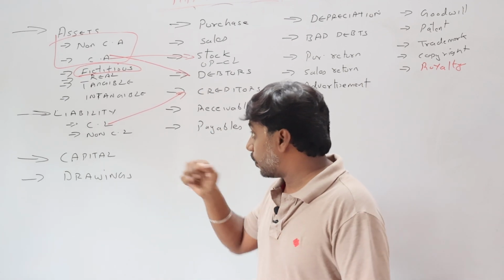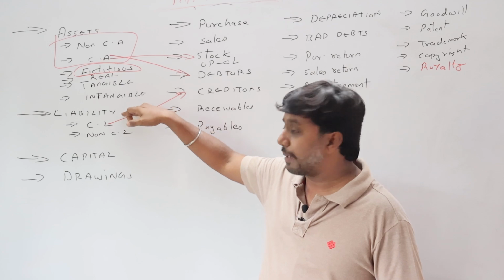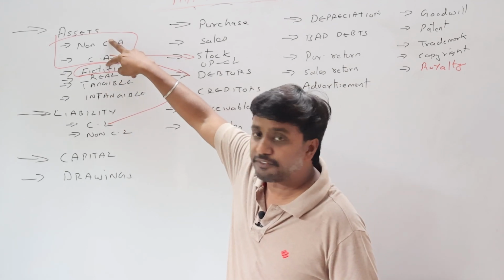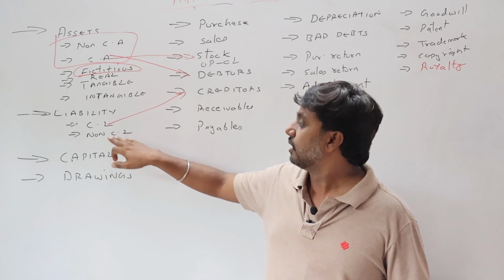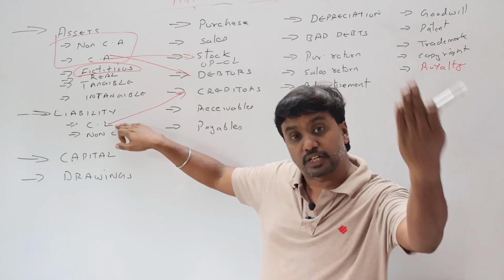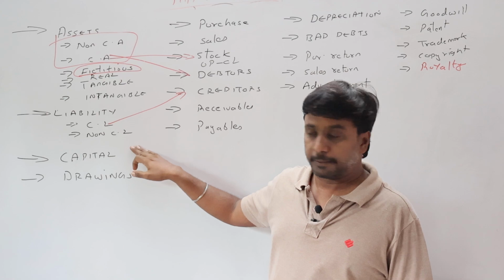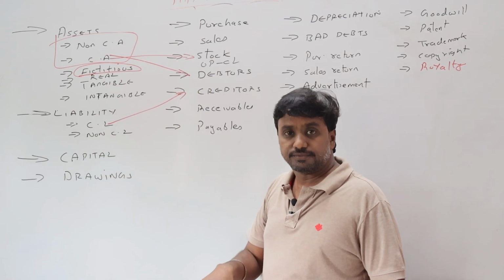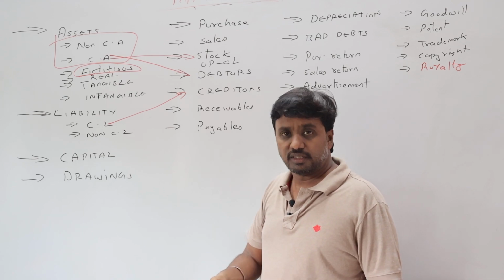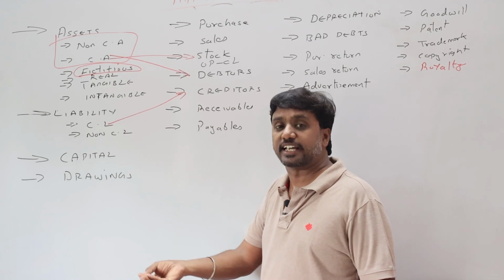क्लियर? Now liability divided into two parts. Again, current liability, non-current liability. Similar differentiation. If it is for less than 1 year, you have to pay within 1 year. Current liability, if you have to pay after 1 year, non-current liability. Example of current liability: creditors, bills payable, bank overdraft. These all are examples of outstanding expenses.